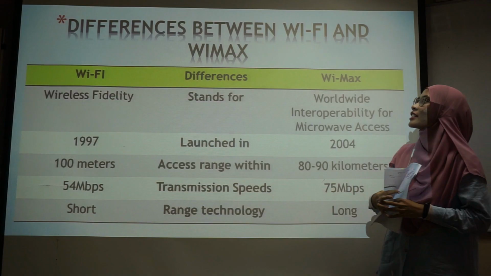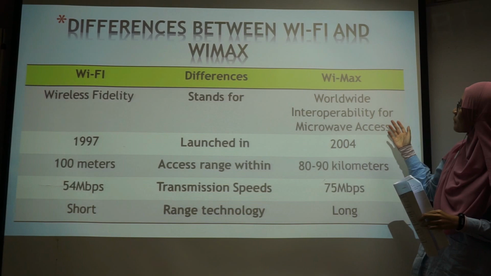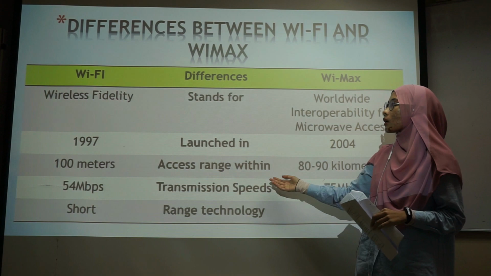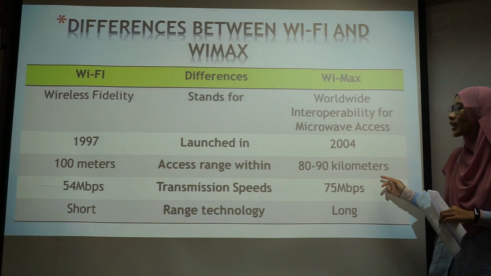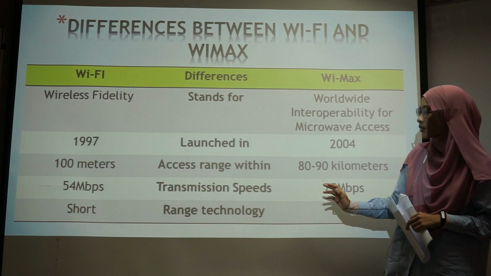These are the differences between Wi-Fi and WiMAX. Wi-Fi stands for wireless fidelity, while WiMAX is worldwide interoperability for microwave access. Wi-Fi was launched in 1997 and WiMAX in 2004. For access range, Wi-Fi only reaches within 100 meters, while WiMAX can reach 80 to 90 kilometers. For transmission speed, WiMAX is much higher at 75 megabytes, while Wi-Fi is only 54 megabytes. For range, of course, WiMAX is longer than Wi-Fi.